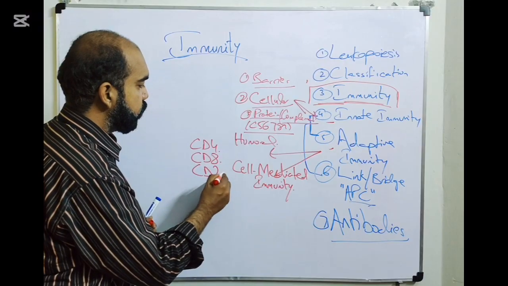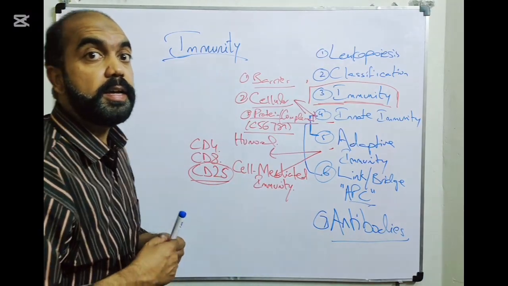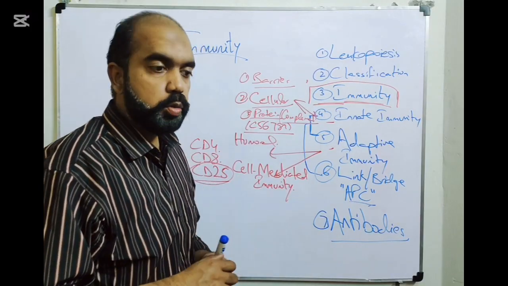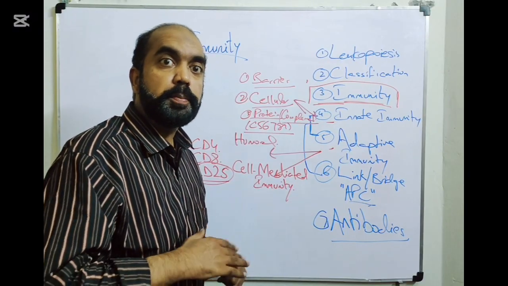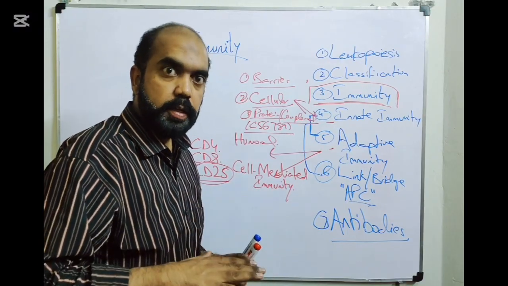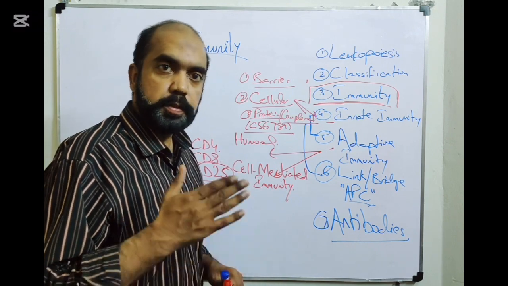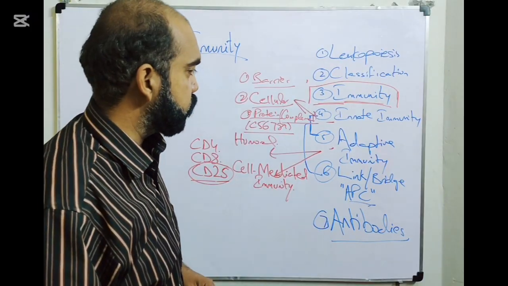it's helper T lymphocytes. CD8, it's cytotoxic T lymphocytes. And CD25, usually it's expressed abundantly by the T regulatory lymphocytes, which help us to pause or stop the immune response. So the immune response should not be exaggerated, it should be balanced. So when we get rid of the microorganism, that's it. The immune response should be stopped.